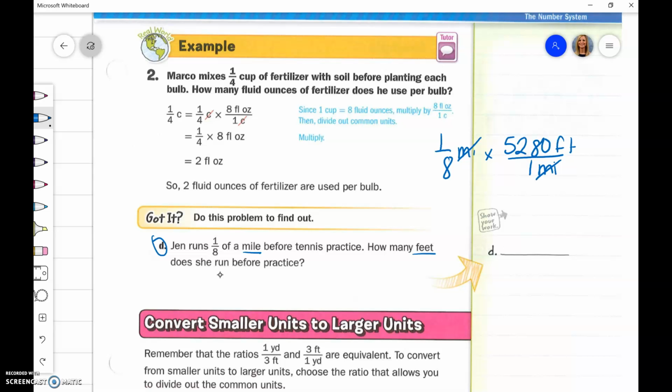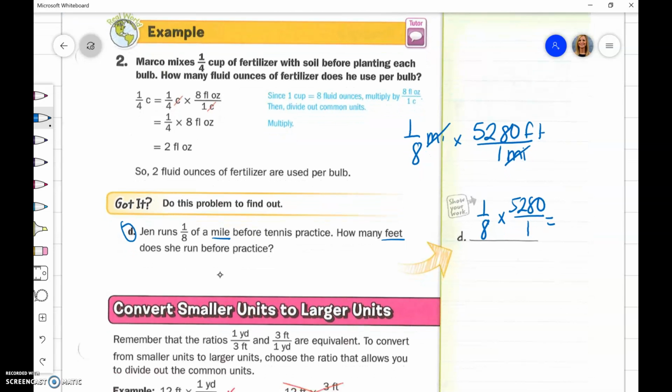So now my problem becomes 1/8 times 5,280 over 1. When I look at this, I know that I can cross simplify because when I look at 5,280 and 8, I know they're both even. Therefore, I could start dividing by 2. But I know that I can divide each of those by 8. But if you don't know that, then you don't know that, right? So you're going to obviously want to do it all the way through, which I'm going to go ahead and do. So on the top, we would multiply my numerators, and I would multiply my denominators. Can I leave my problem like this? No.